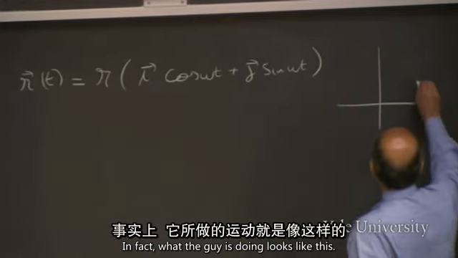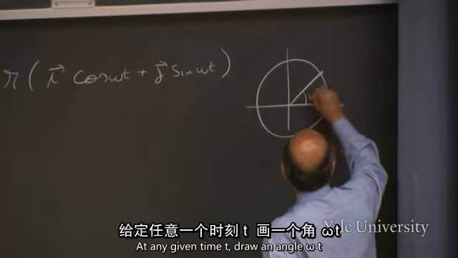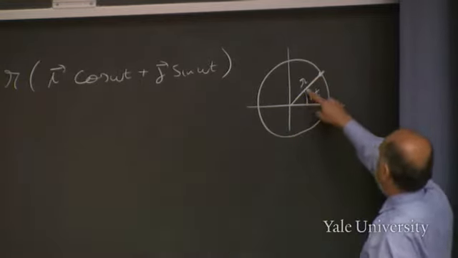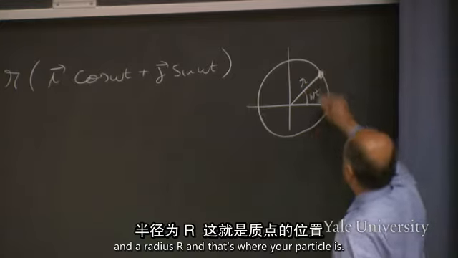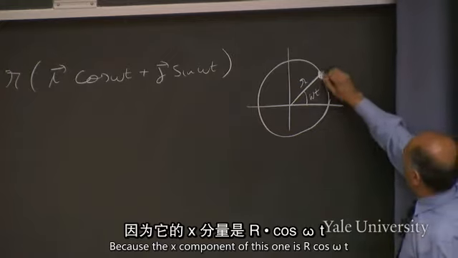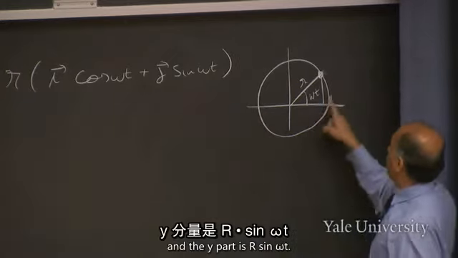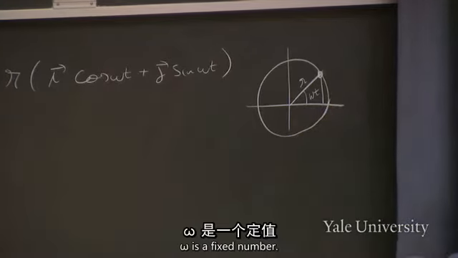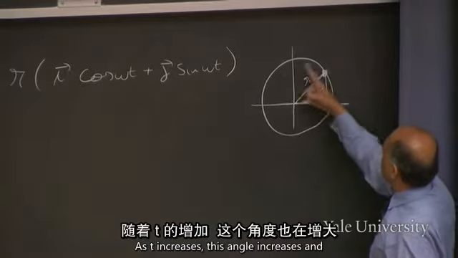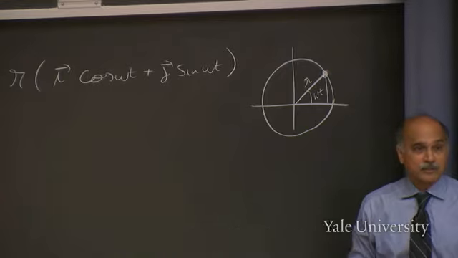And in fact, what the guy is doing looks like this. At any given time t, draw an angle omega t and a radius r, and that's where your particle is. You see that? Because the x component of this one is r cosine omega t, and the y part is r sine omega t. As omega is a fixed number, as t increases, this angle increases and the particle goes round and round. So we're describing the motion of a particle on a circle.